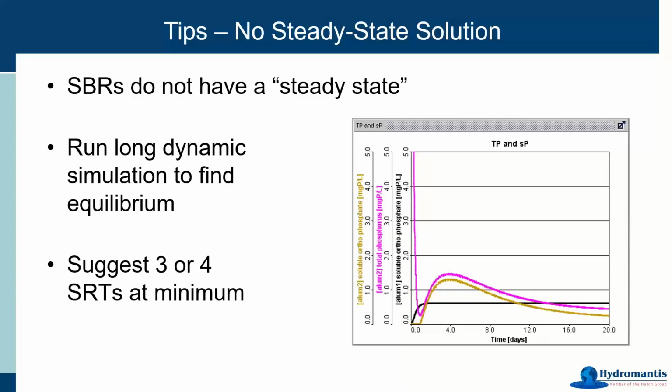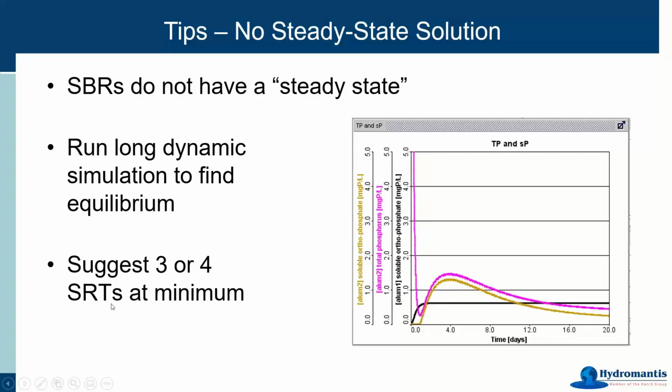And what we really want as our answer is, what is the equilibrium of this system after it's been running for a long period of time? And so it's not exactly steady state. You won't see flat lines, but what you'll see is the same pattern over and over again. And so the way to solve that, if you try and use our steady state solver, you'll see that you don't get an answer. What you have to do is run a long dynamic simulation.